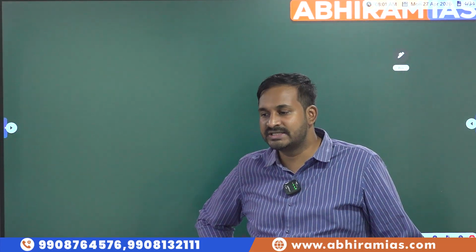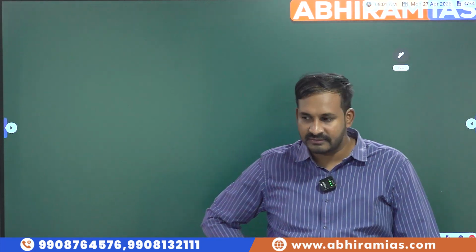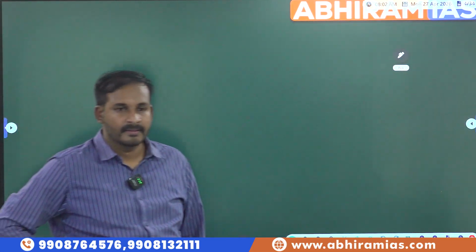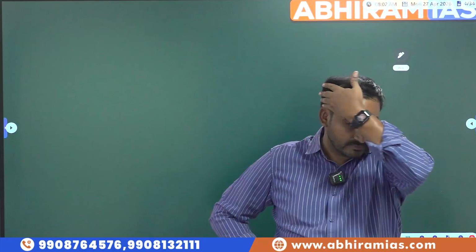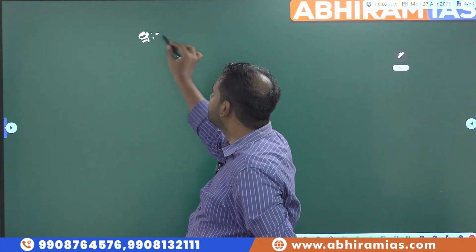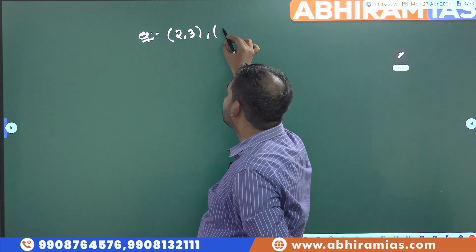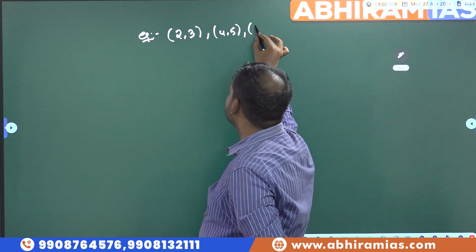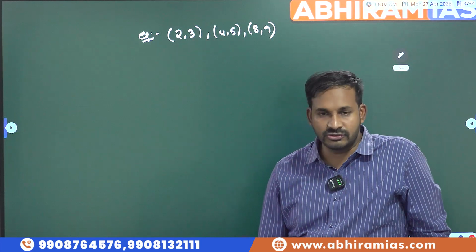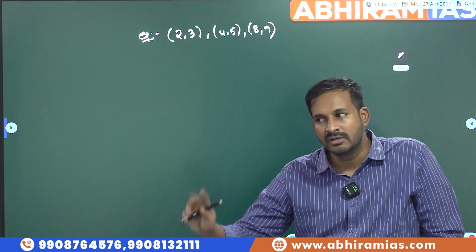Next, co-primes. The numbers whose HCF is 1 are called co-primes. Example: 2, 3, 4, 5, 8, 9. There is no rule that both should be co-primes or both should be prime numbers or one should be a prime number. It is not like that. If their HCF is 1, then they are called co-primes.